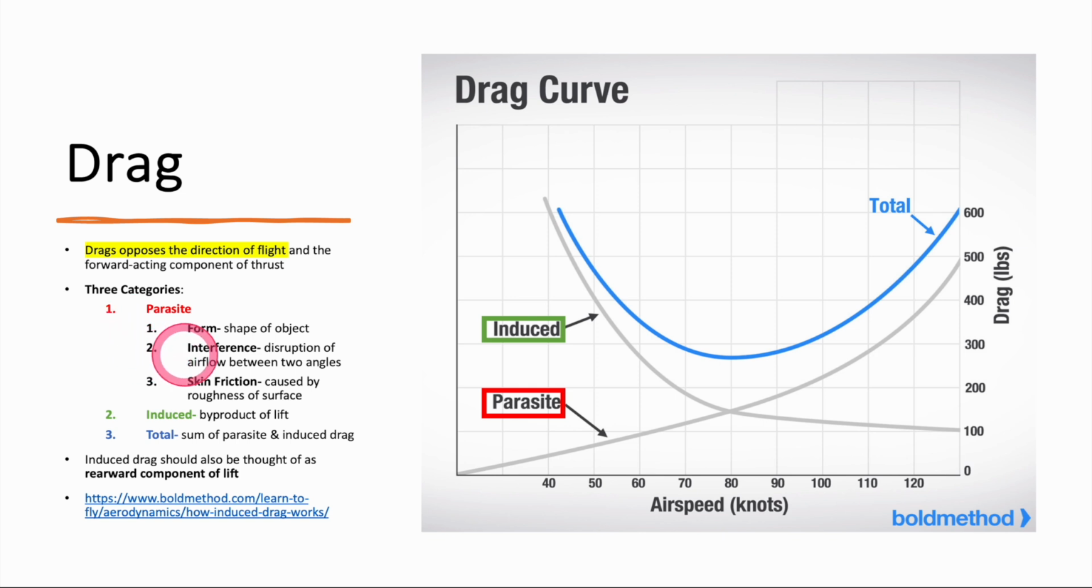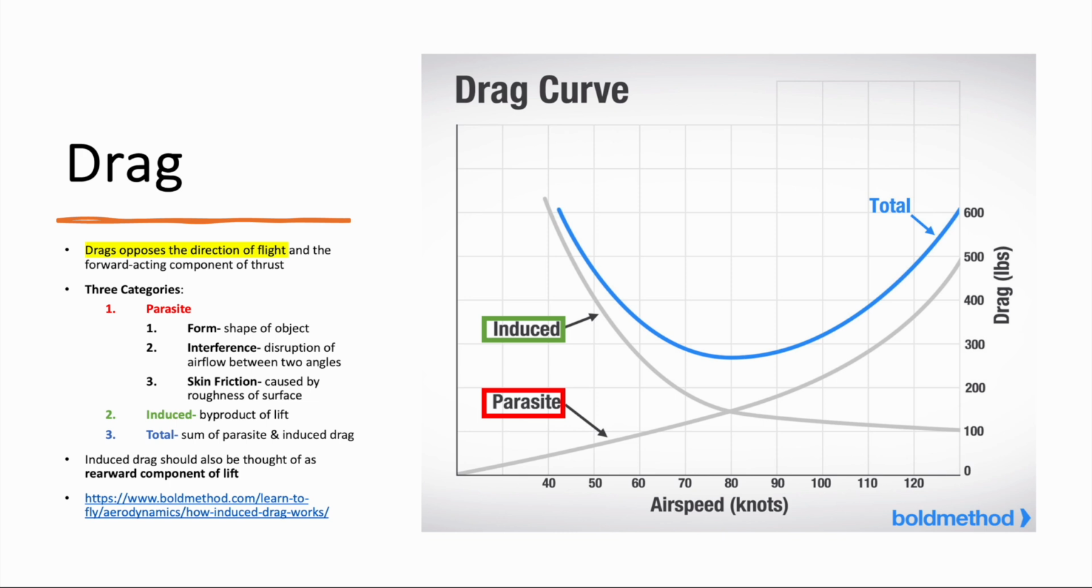Next one is interference drag. That's caused by disruption of airflow between different angles. If you look at a plane, there's a lot of structural components. You have these struts right here that attach to the wing. You have landing gear. Each of these develops its own airflow, and when those angles interact with each other, they collide and produce drag.